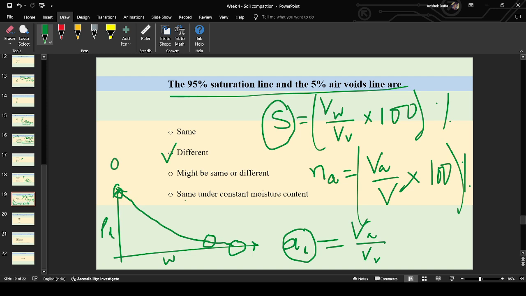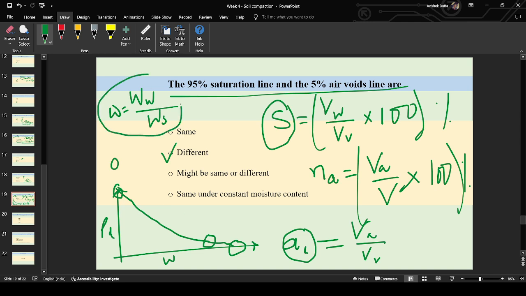So if the soil is dry, what is moisture content? 0. No, no, the definition I'm talking about. Moisture content is weight of water by weight of soil solids. So this can be 0, right?